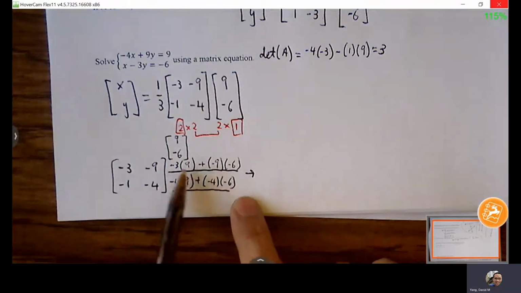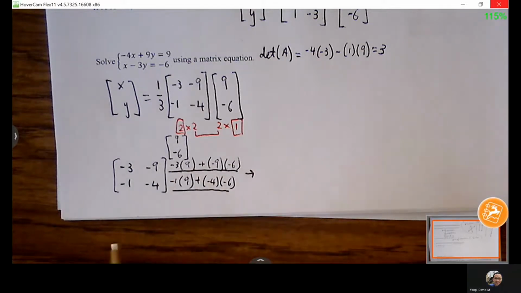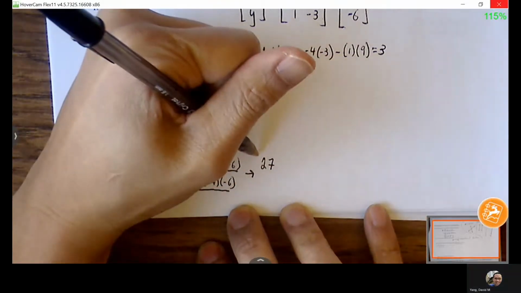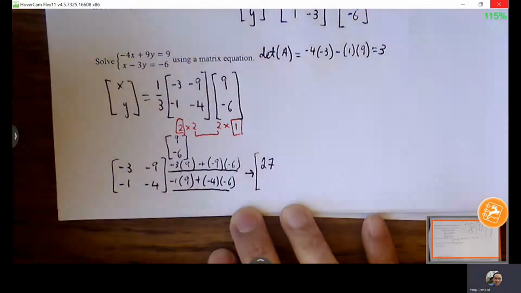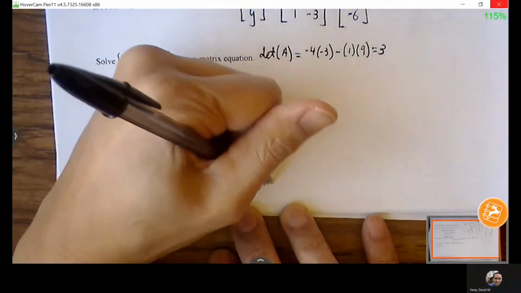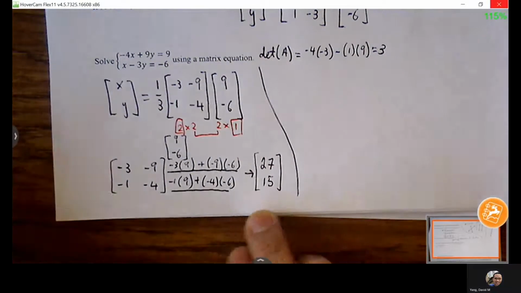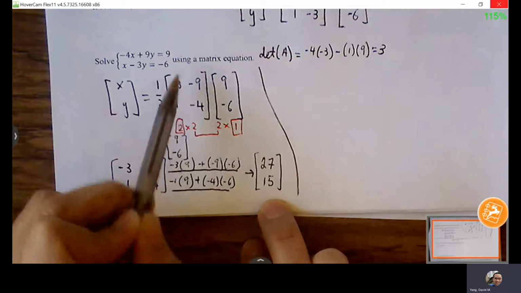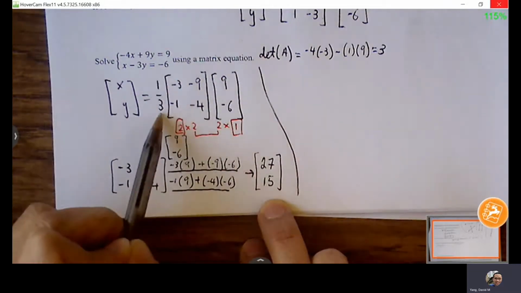Okay, we get 54 minus 27, which is 27. -9 plus 24, 15. Okay, so I have the 2 by 2 matrix and 2 by 1 matrix resolved. I can replace this whole thing with 27 and 15, and then I should resolve that coefficient in front.